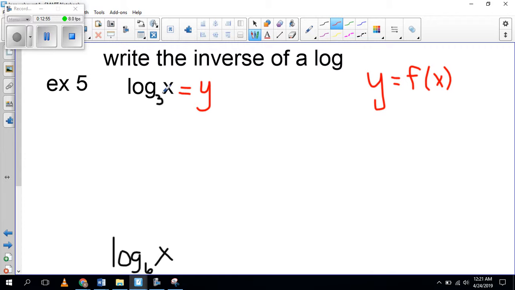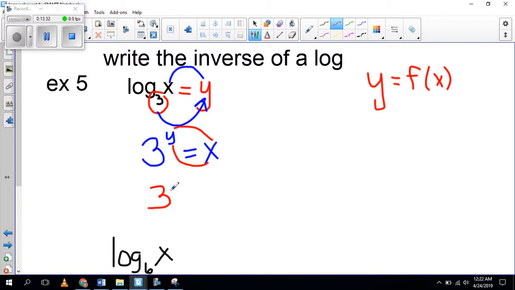Okay? So now we're going to redo our little thing. We're going to rewrite it. So we go from our base of 3. Let me use a different color. To our exponent of y. So 3 to the y. We're going to go over the equal sign, so we're going to put the equal sign equals x. Okay? So that's how we would rewrite it normally. But it says the inverse, so we're going to switch our x and y. So basically, for the inverse, what happens? These switch. So your answer becomes 3 to the x equals y.